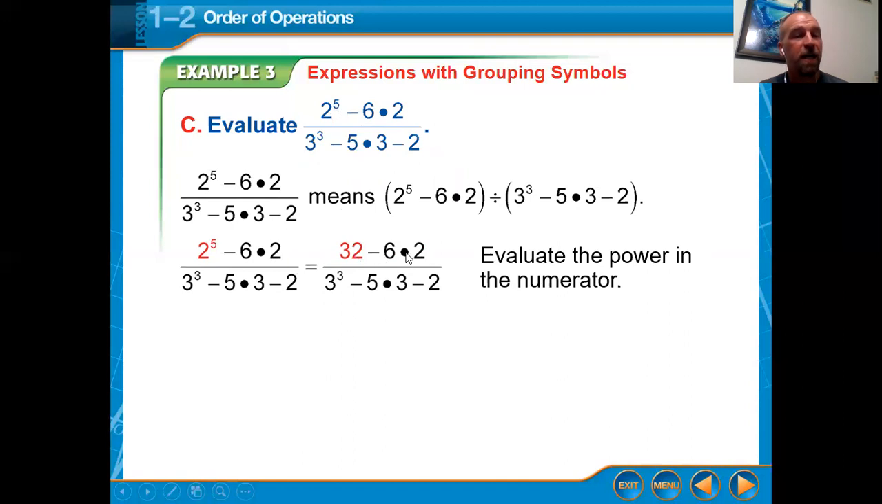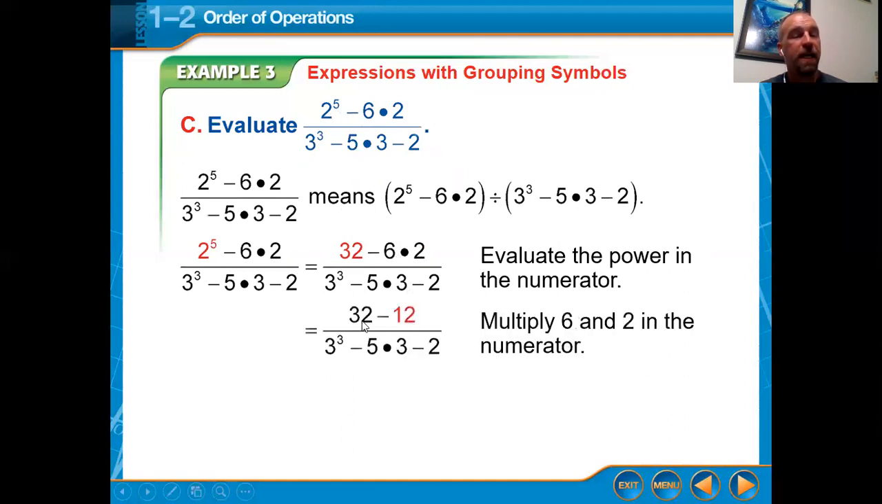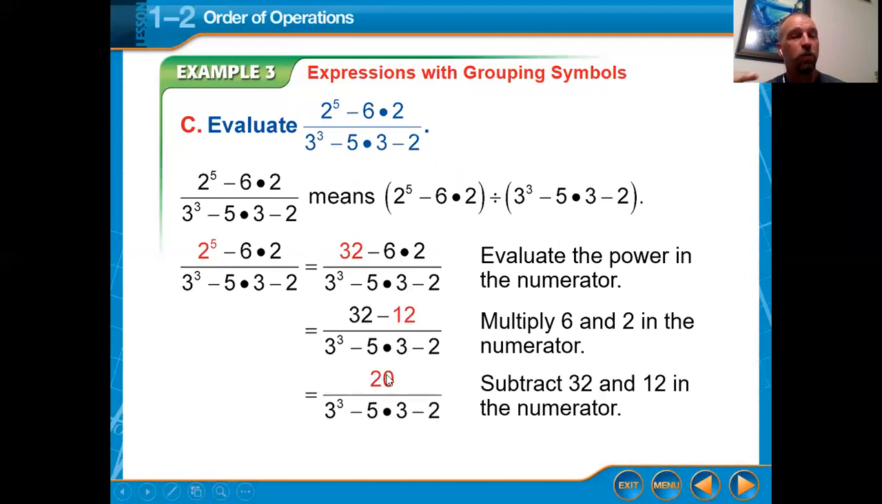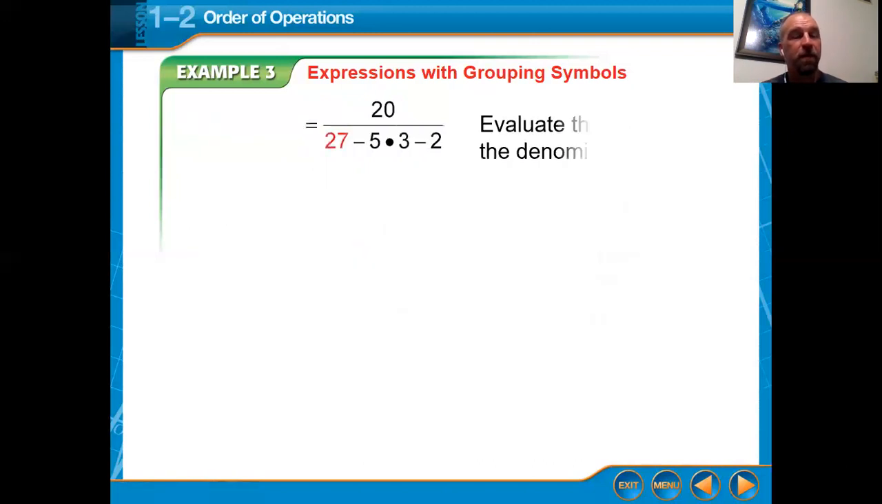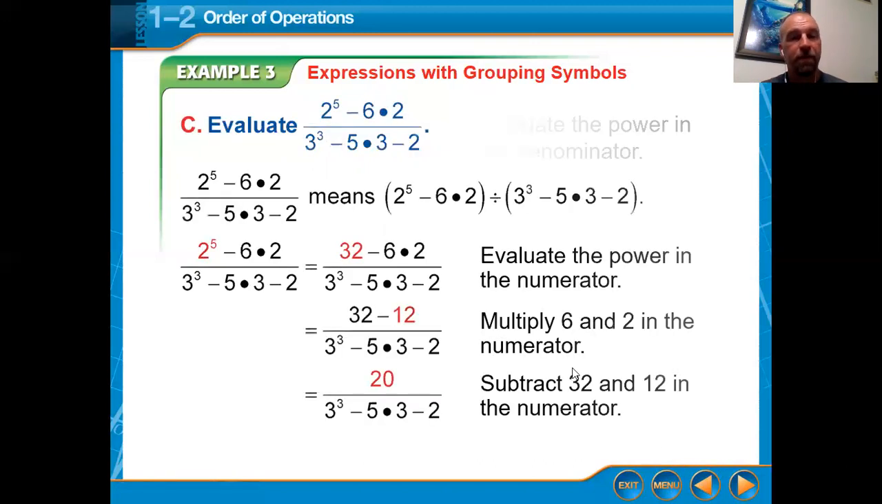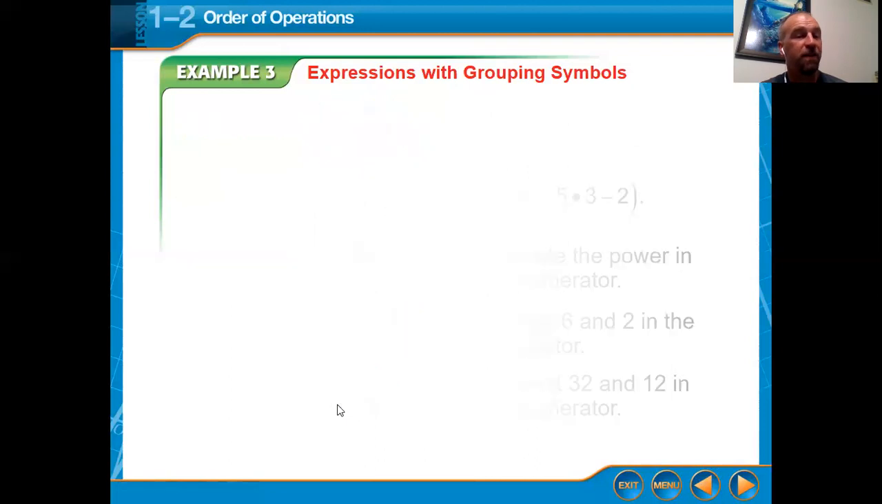Now I have a subtraction and a multiplication. Well, I'm going to multiply first. So 32 minus 6 times 2 is 12. And now I'll subtract it. 32 minus 12 is 20. Numerator simplified. Now we'll do the denominator. Oh, sorry about that. I'm going to do the exponent on this 3 first. The power of 3, 3 to the 3rd power is 27.